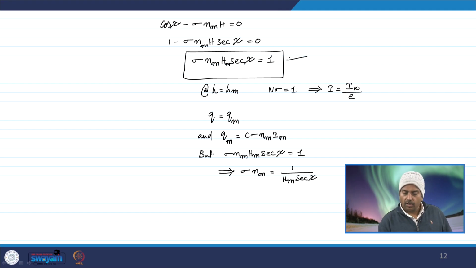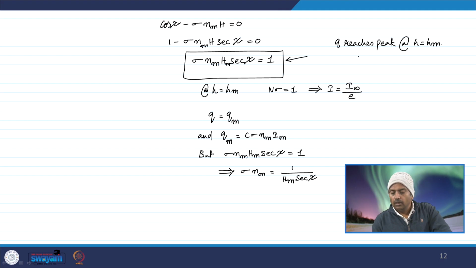What am I doing? This condition is what we got by assuming Q reaches peak at H is equal to Hm, fine. So, dq by ds becomes 0. When Q reaches peak, I am going to call that Q as Qm. Of course, its change will become 0. Right now, I am not bothered about that. Q is equal to Qm. So, if it is Qm, this is from the earlier expression.